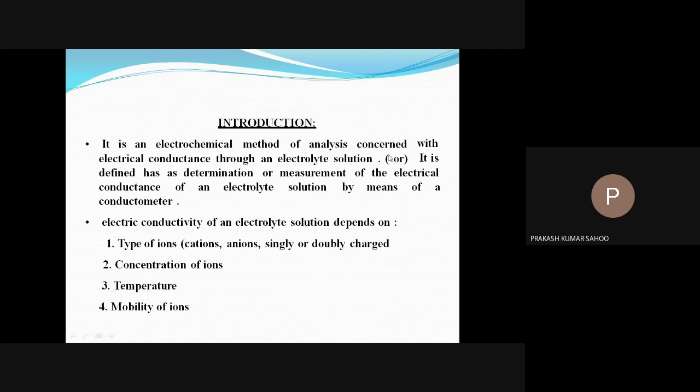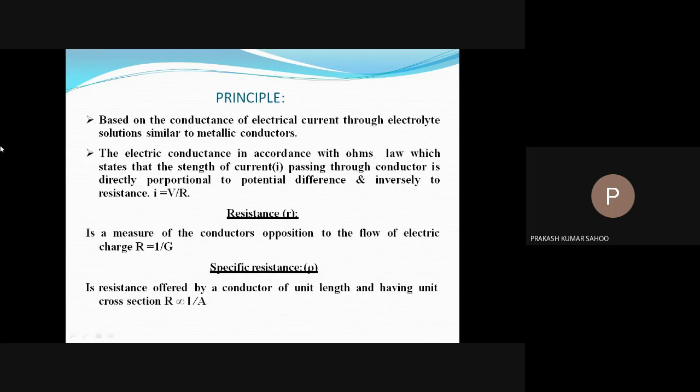So in this method we are concerned with electrical conductance through an electrolyte solution, and it is defined as the determination or measurement of electrical conductance of an electrolyte solution by means of a conductometer. Here the instrument is known as a conductometer, and in potential analysis we have a potentiometer. If it is pH, it is known as a pH meter or pH metry. The electrolyte's electric conductivity depends on the type of ion, concentration of ions, temperature and mobility. So the electrical conductivity depends on these four parts.